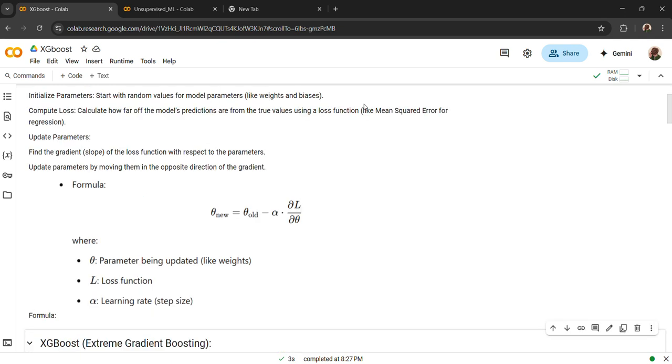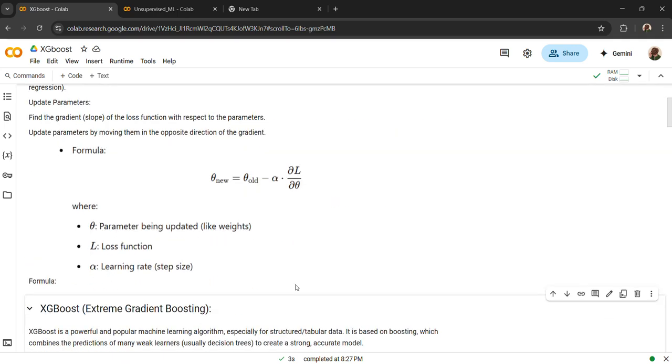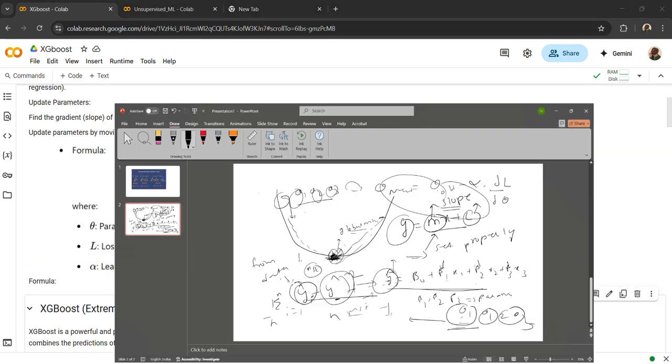Then the second concept is gradient boosting. XGBoost is extreme gradient boosting, meaning an advanced version of gradient boosting only. First of all, we need to understand gradient boosting. We understood gradient descent; now we have to understand the gradient boosting algorithm.